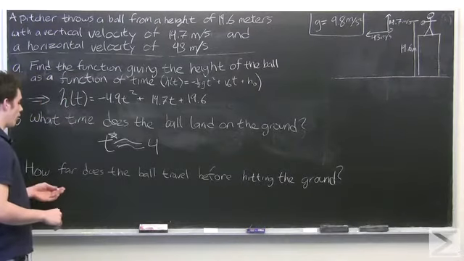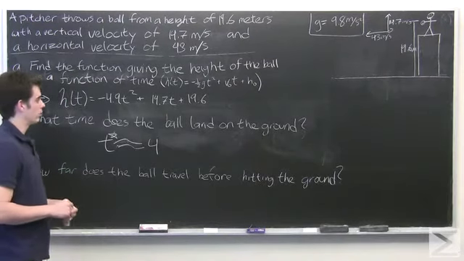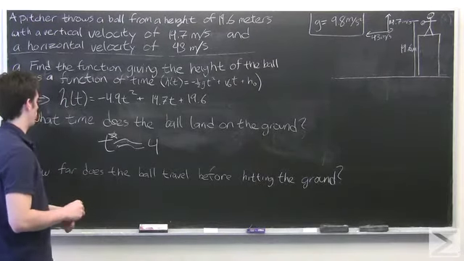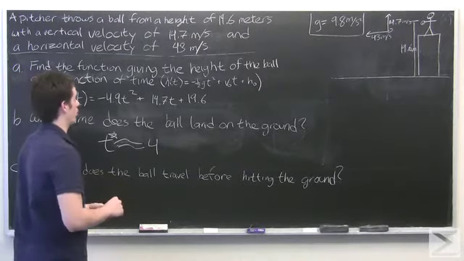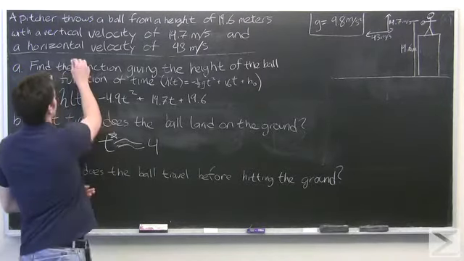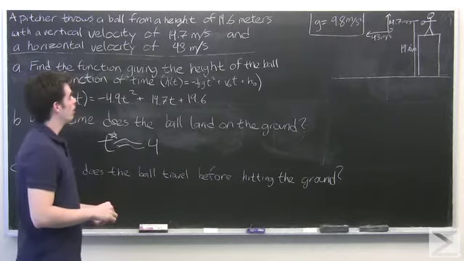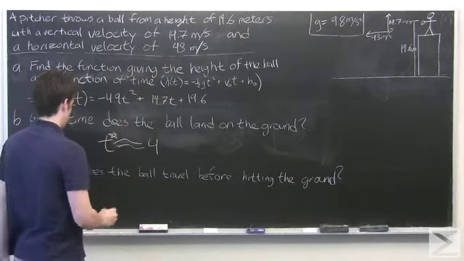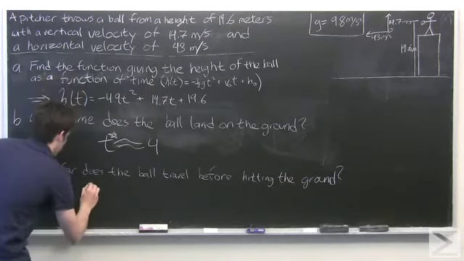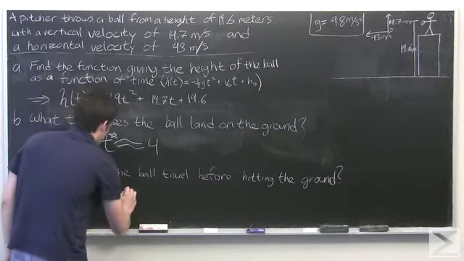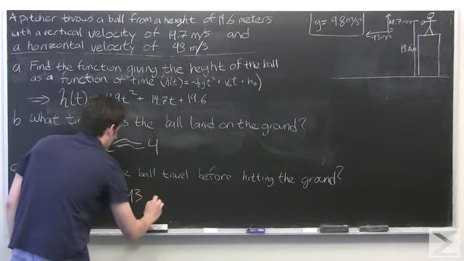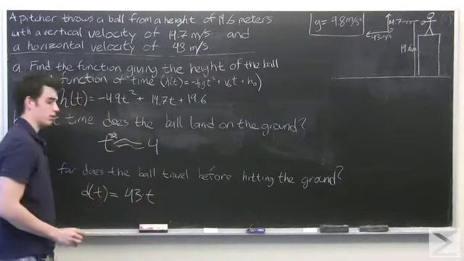So, how far does the ball travel before hitting the ground is our next question. So what we need in order to do this is another function that gives us the distance that the ball has traveled horizontally as a function of time. Well, we can assume that the horizontal velocity is constant since we're disregarding any forces like drag. So we know it's just 43 times t. We'll call this d of t for distance. The distance is 43 meters per second times t seconds.